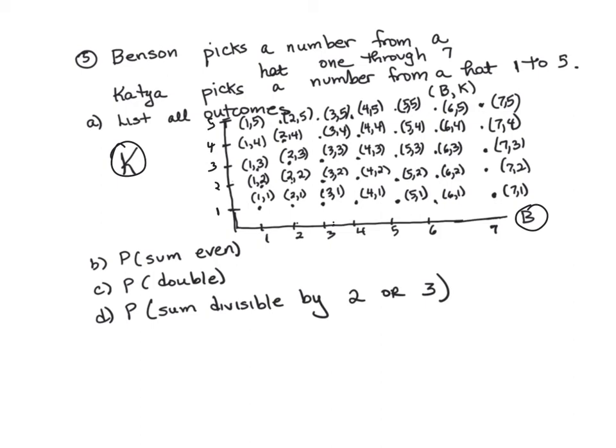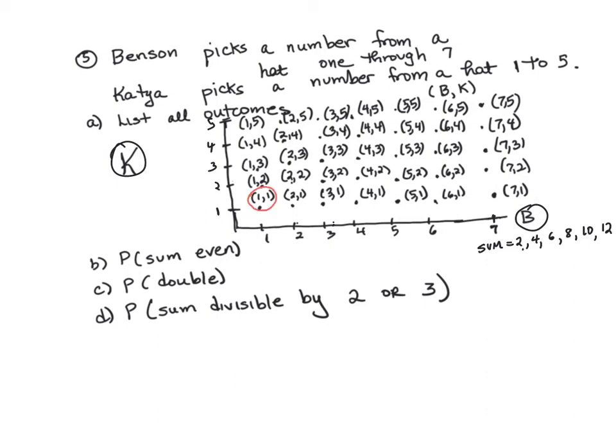And the probability that the sum is even, well, we could count those. The sum could be a 2, a 4, a 6, an 8, a 10, or a 12. These are all possible sums, and the maximum sum is 12 because the last ordered pair here is 7, 5. So let's look at it. The sum of 2 is, of course, 1, 1.